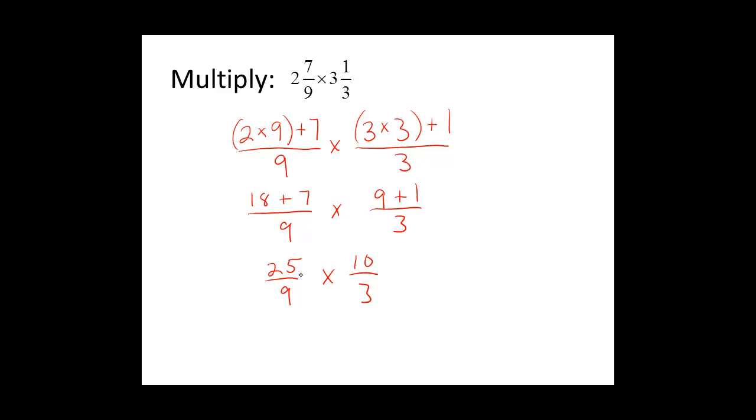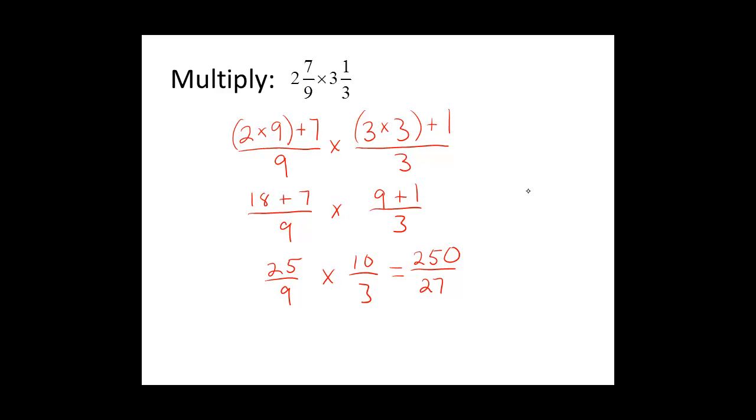25 has factors 5 and 5. 5 times 5 gives me 25. There is no factor of 5 in these denominators, so we can't simplify the 25. A 10 has factors of 2 and 5. There aren't any factors of 2 and 5 in the denominators, so there's nothing to divide out, so we will multiply across. 25 times 10 is equal to 250, and 9 times 3 is equal to 27. This is the answer as an improper fraction.